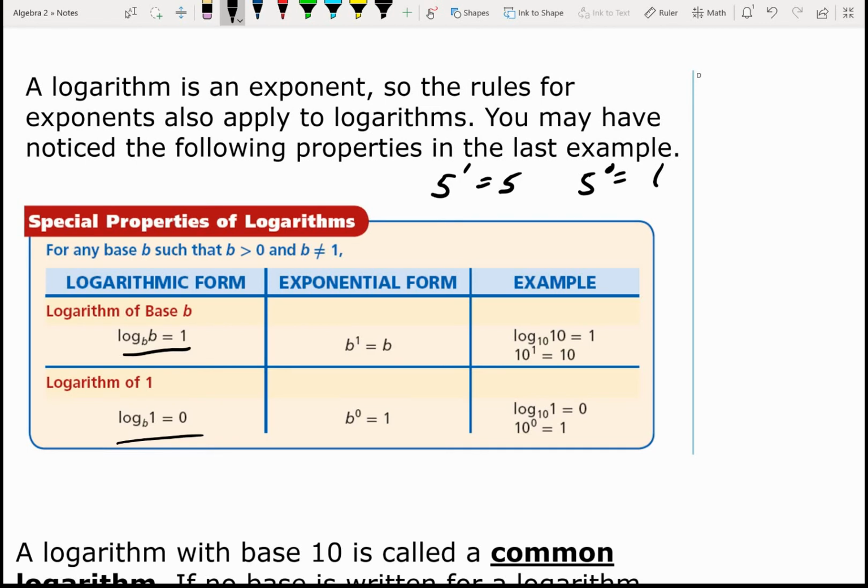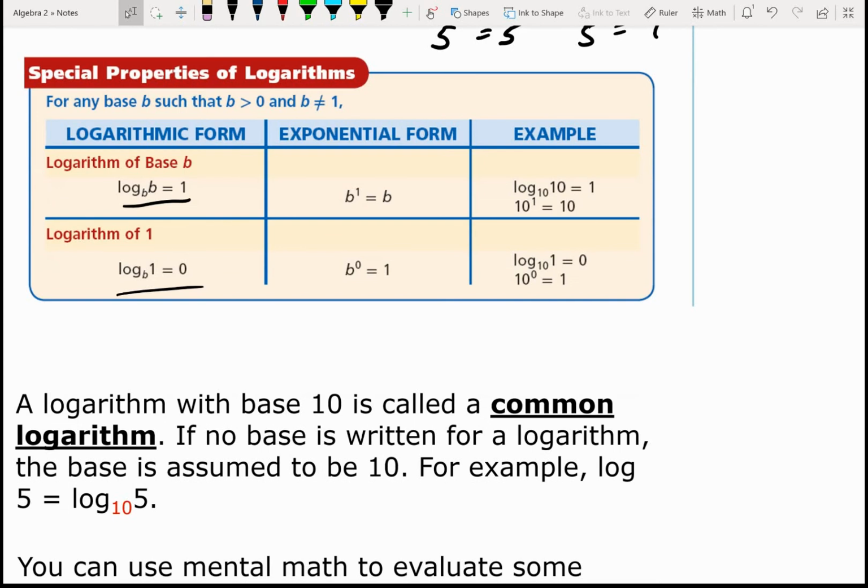Now we have something called the common log, and we call it common because it comes up commonly in scientific applications. Well, the common logarithm has base 10. So we've been working with base 2, base 3, base 4. The common logarithm has base 10. And generally we don't write 10 when we use common logarithms.